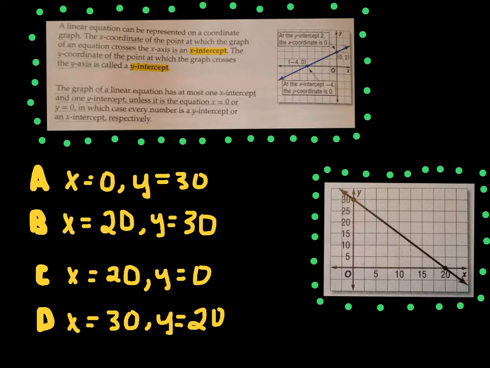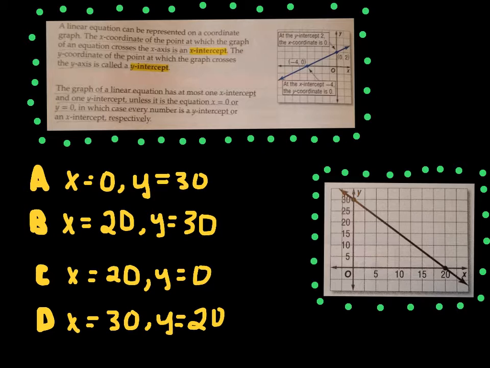So I was super lazy and really didn't want to type all that, so I just took a picture of your book. So a linear equation can be represented on a coordinate graph. The x-coordinate of the point at which the graph of an equation crosses the x-axis is an x-intercept. The y-coordinate of the point at which the graph crosses the y-axis is called the y-intercept.